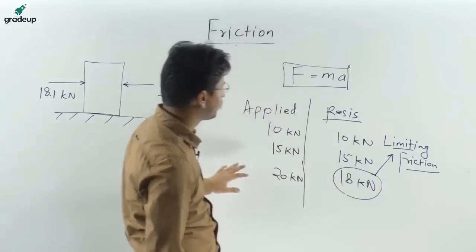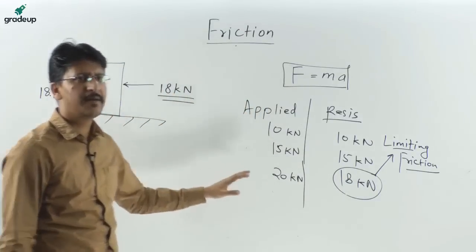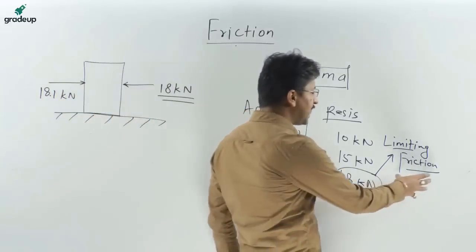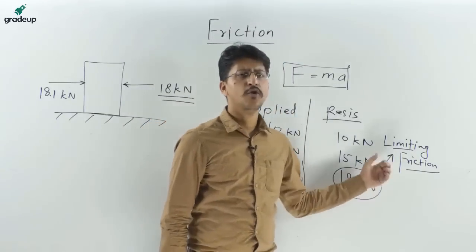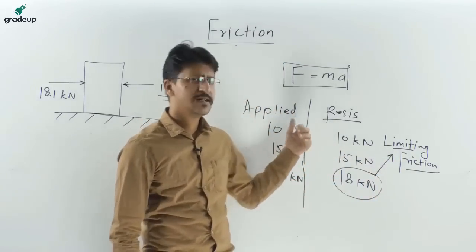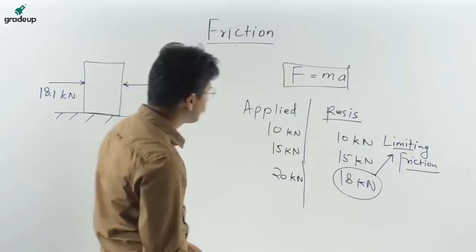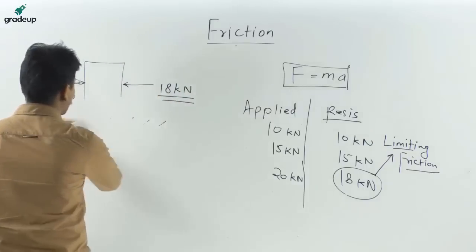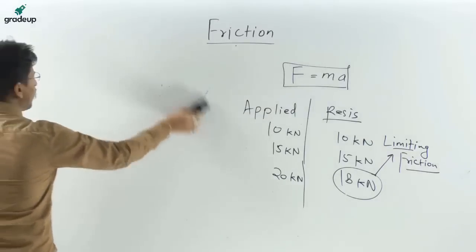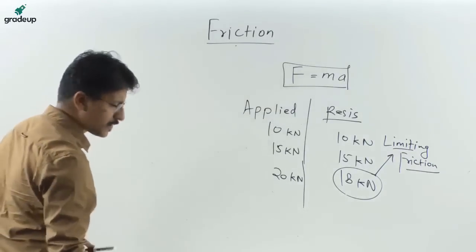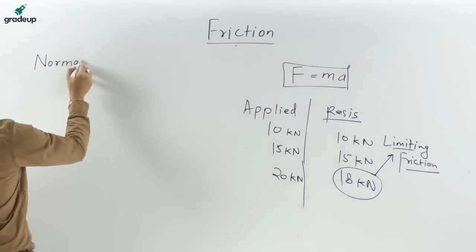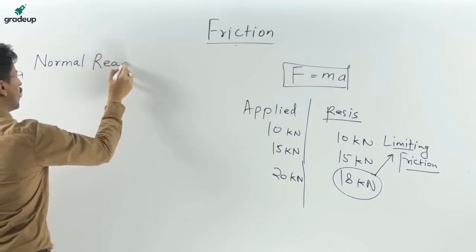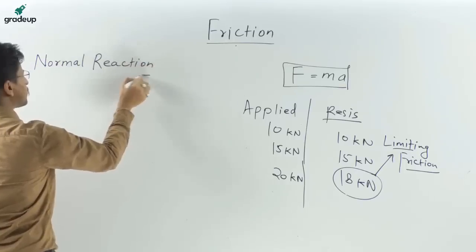I have already told you the limiting friction is the highest value of the friction force at which the motion between the bodies starts. Now see one more important term, known as normal reaction. What is that normal reaction?